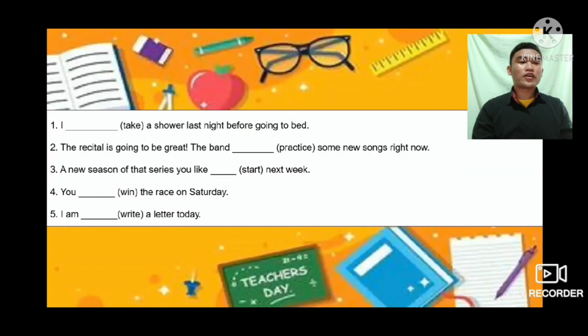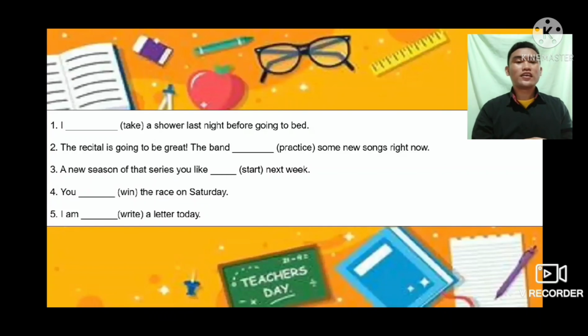Number 4. Mr. Ricamara, can you please answer? Correct, Mr. Ricamara. The appropriate verb to be used is you will win. You will win the race on Saturday. Or it can also be you are going to win the race on Saturday. And this sentence is an example of a future tense.